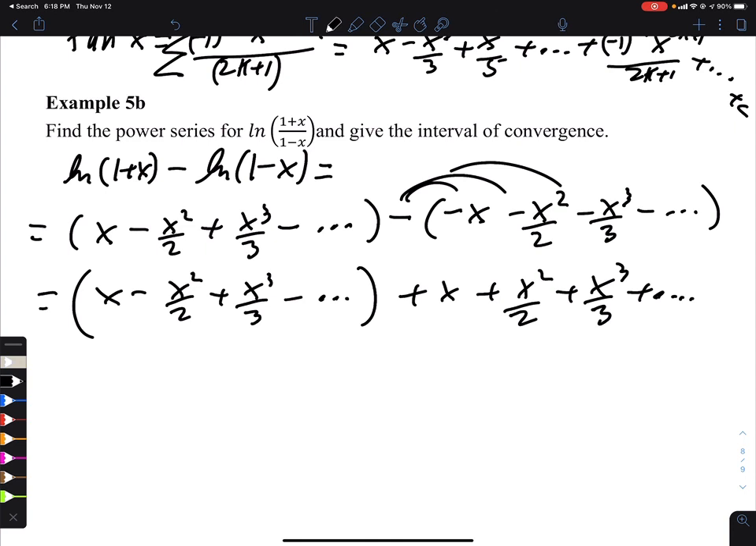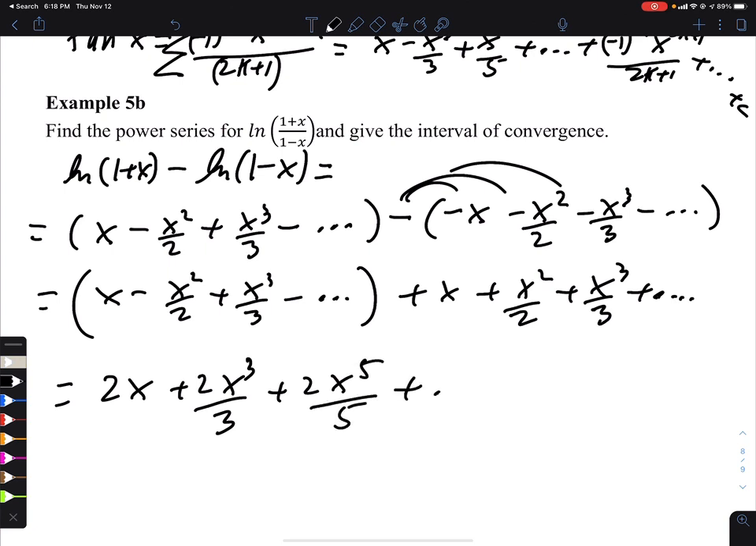Now we combine like terms. x and x gets us 2x. Minus x squared and plus x squared cancel. And then plus x cubed over 3 plus x cubed over 3 is plus 2x cubed over 3. And the pattern follows. The x to the fourths are going to cancel, and then we're going to get 2x to the fifth over 5, and it's going to go on, and that's going to be our series, and that's how you do these. I am so tired.